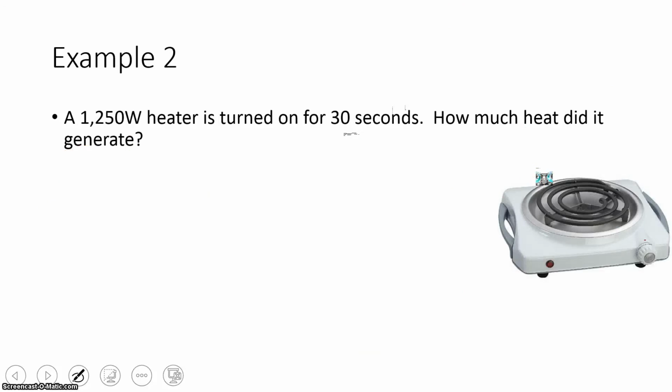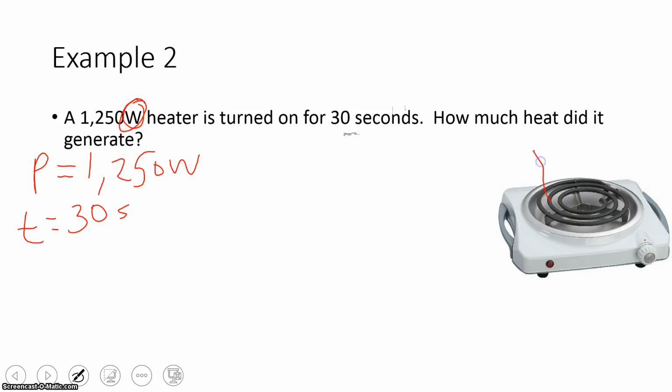Next example, a 1,250 watt heater. You see that W as a unit? When you see W as a unit, that stands for watts, and watts are the unit of power. So the power is 1,250 watts. A 1,250 watt heater is turned on for 30 seconds. So the time is 30 seconds. How much heat did it generate?